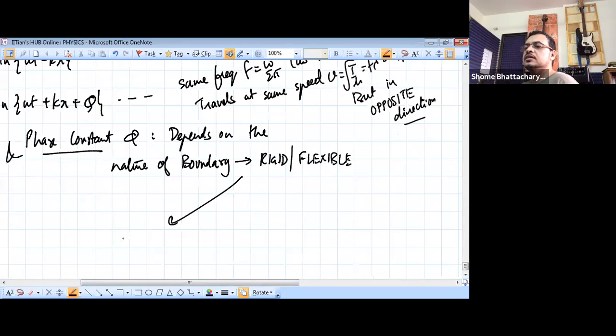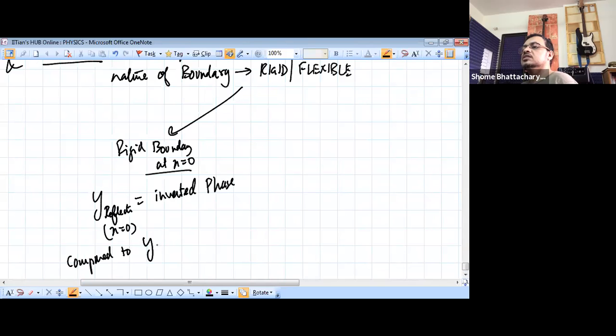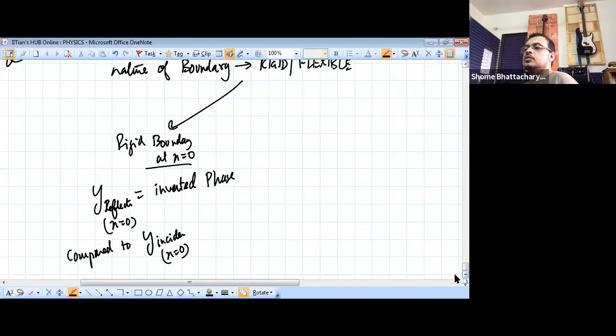Now, what do we mean by this? Let us understand. In the case of a rigid boundary, at x equal to 0, the reflected wave equation should have inverted phase compared to the incident wave equation at the boundary x equal to 0. So now you just substitute that.